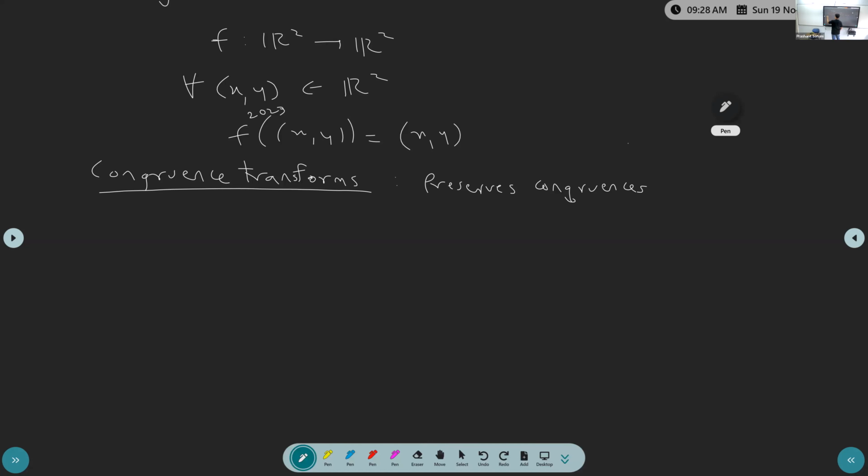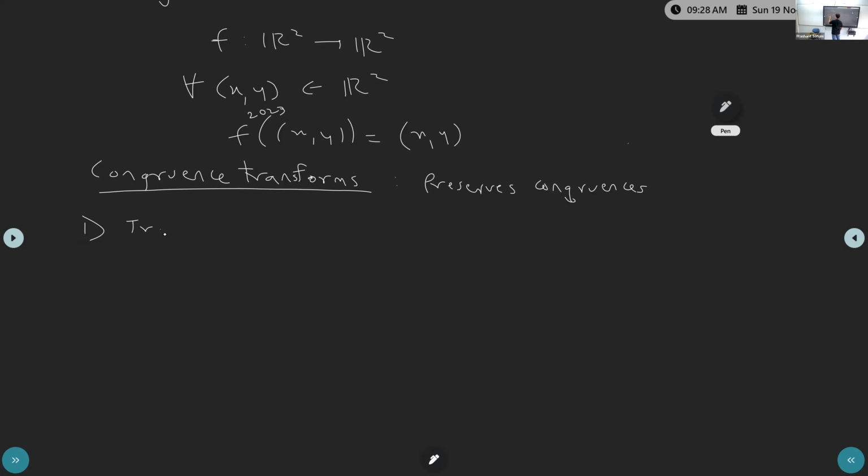So the first transform is translation. Translation means you shift the entire diagram, like a shift of origin, in some direction with a direction and magnitude, like a vector. So if a point is over here, then after the transformation, the point will go to a new position P dash. And this vector is fixed. Every point in the whole plane will be shifted with the same vector.